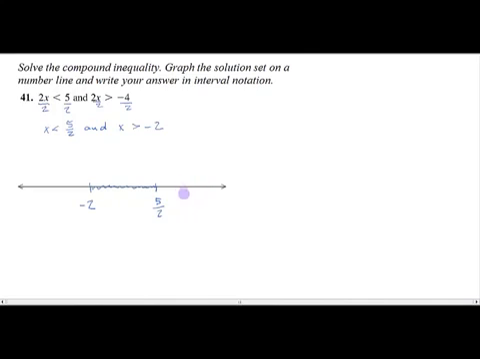Let's pick a number over here to test. Maybe a 3. 3 is less than 5 halves? That's not true. And because I know that I already have one false statement right off the bat, I know that I cannot shade that interval. So that leaves me with this interval, and let's take care of our endpoints. On the 5 halves, it's strictly less than, so that means we're going to have a parenthesis. On the negative 2, we have a strictly greater than, so we're going to have another parenthesis. Now it's easy to see in interval notation what our solution set will be.